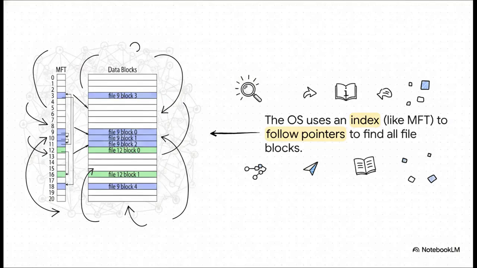Well, here's the secret. The OS doesn't search aimlessly at all. It uses a map, a special index, kind of like the one you see here, called a master file table, or MFT. Think of the MFT as the library's main card catalog. When you ask for a file, the OS looks it up in there first. Now, the MFT doesn't hold the file itself, but it has pointers, which are basically just directions, that tell the OS exactly which physical spots on the drive hold the different pieces of your file.